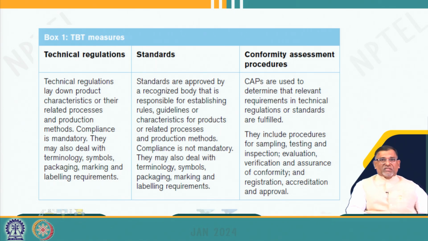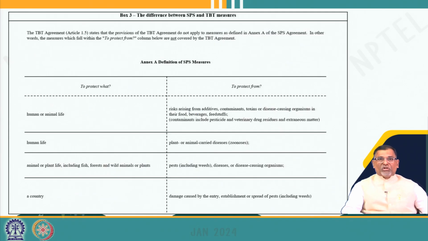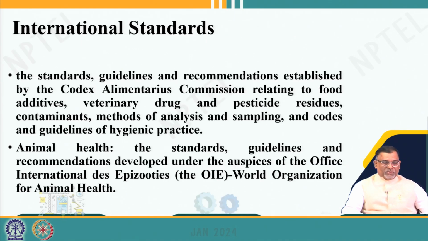When it comes to standards, you can see the international standards, product related standards or process related standards, and again compliance is mandatory, and then labeling requirements will come. Then conformity assessment procedures: every central government is responsible for conformity assessment procedures to be at the central level as well as at the local government level. So, you can see the difference between these two.